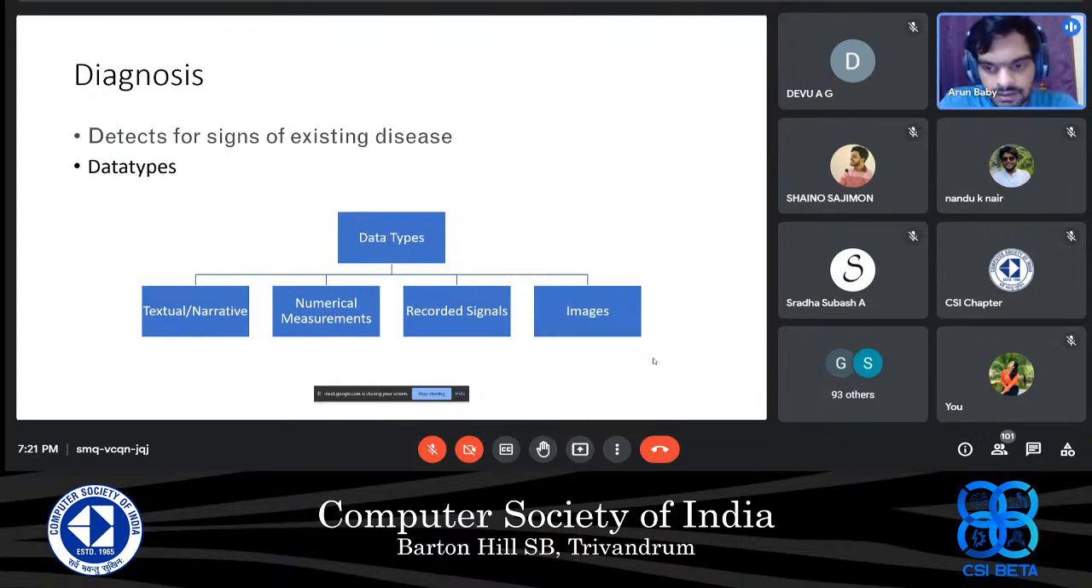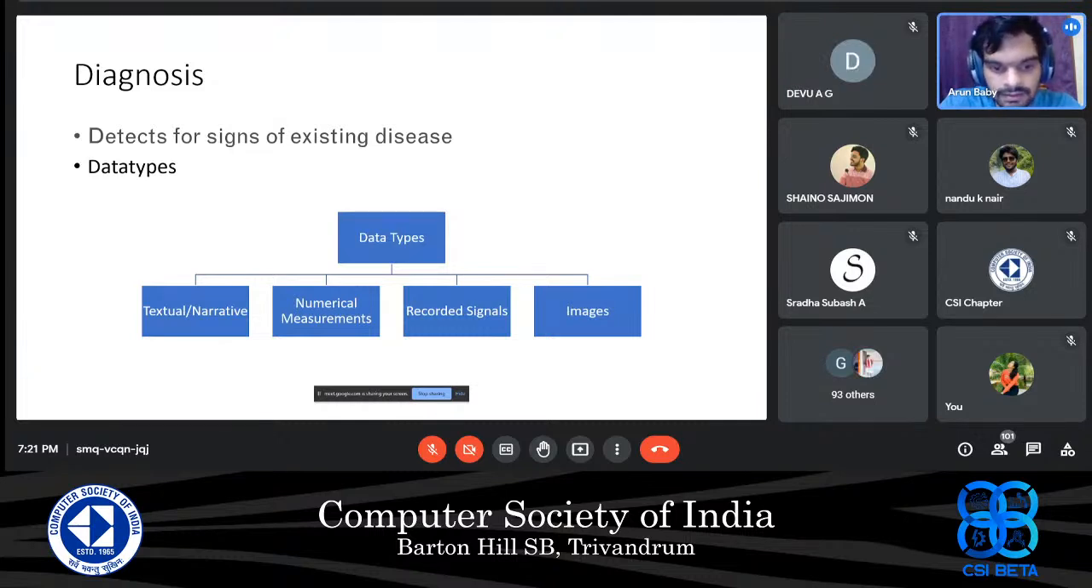Coming to the data types, it is actually common for the other areas also, but here I just want to split it up into different data types. So in this field we have the textual data type, which is actually the doctor's notes during consultation, and other documentation that is done at a hospital.